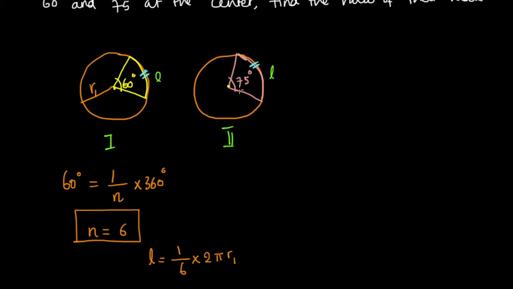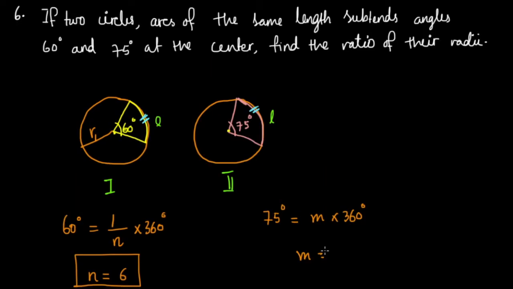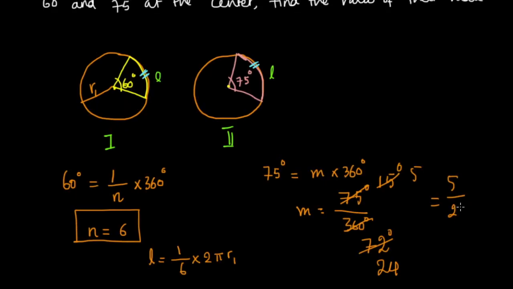It subtends an angle of 75 degrees. So 75 degrees, let's say, is some m parts of 360 degrees. Now what is m? Well, you just divide 75 by 360, so we get m, the number of parts that 75 degrees is of 360. So m is equal to 5 by 24, right?